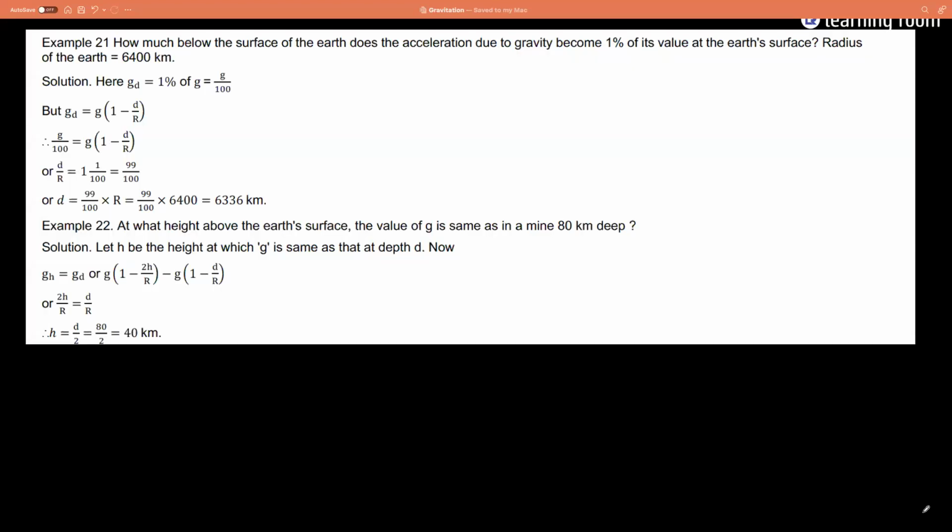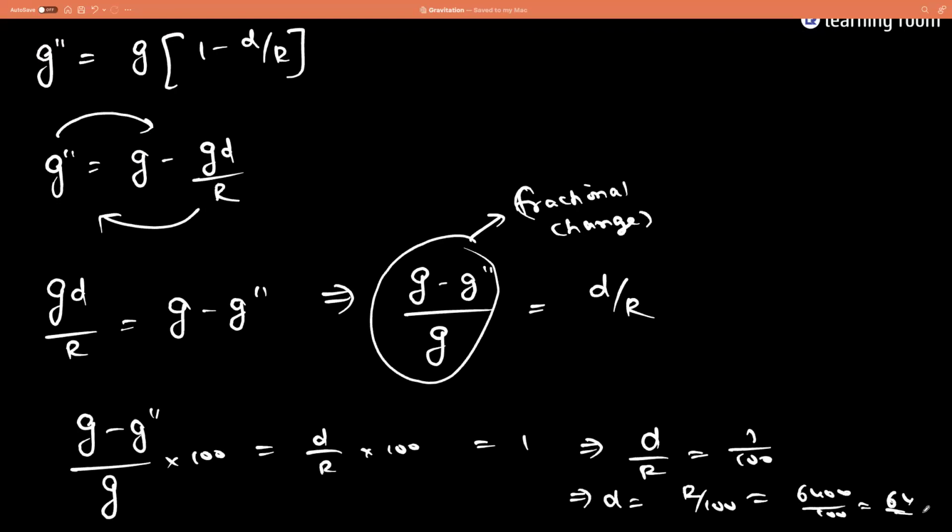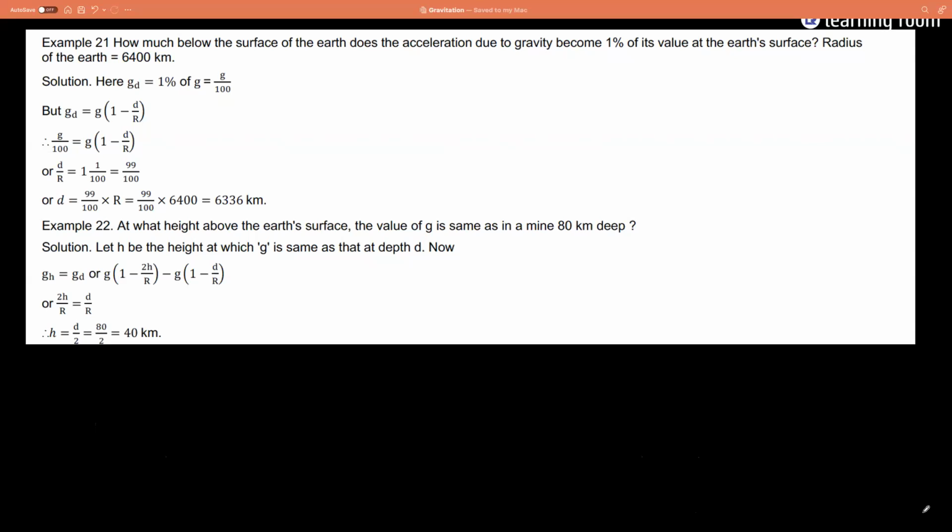So if you go 64 kilometer below the surface of the earth, you'll be getting this. It'll decrease by 1%.